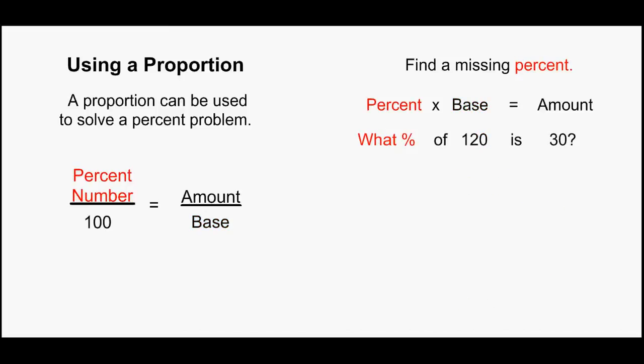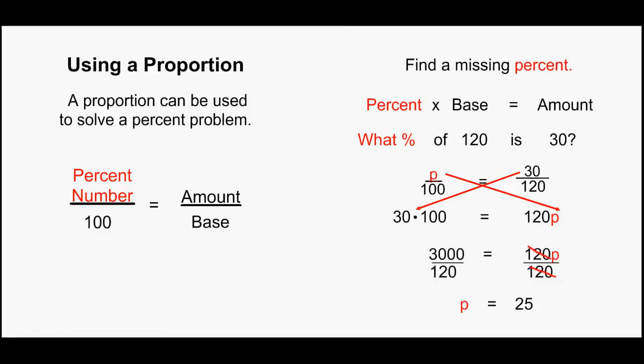Now, let's use a proportion to find a missing percent. What percent of 120 is 30? Let's fill in our information. P over 100, representing the missing percent, equals 30 over 120. Let's cross multiply. P times 120 is 120P. 30 times 100 is 3,000.